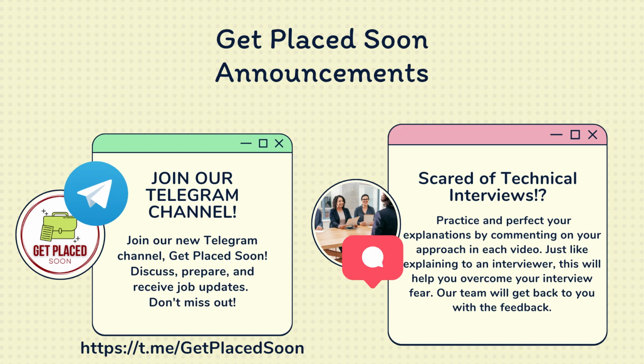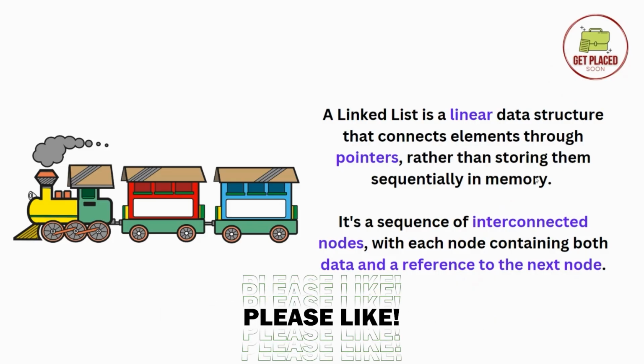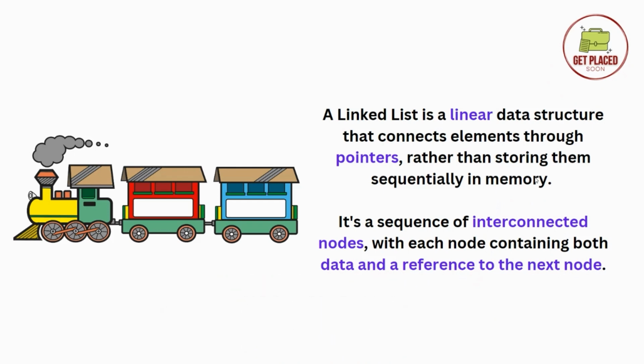Now let's get started. A linked list is a linear data structure. Linear means which is not in the form of hierarchy, which is in the form of a line. A linear data structure that connects elements through pointers. Just like the bogies are connected through some kind of media like magnets, the data inside the linked list are connected through pointers rather than storing them sequentially in memory. So when you open memory and see, they are not arranged next to each other. They are arranged randomly, but connected in a linear way.